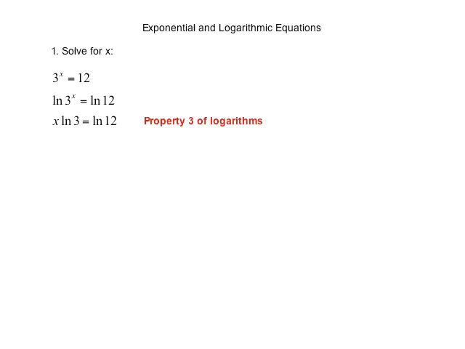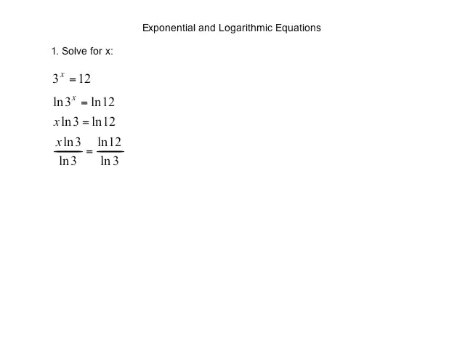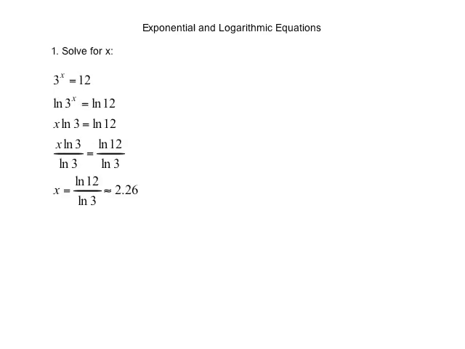Now to get the x by itself, what do we do? That's right, divide both sides by ln of 3. And we get x equals approximately 2.26. And it does fall between 2 and 3. You could double check it by raising 3 to that power, and you should get close to 12. If we hadn't rounded it off so much, you'd get exactly 12.